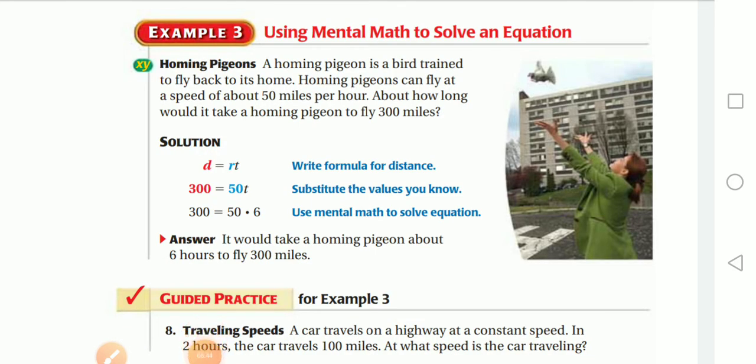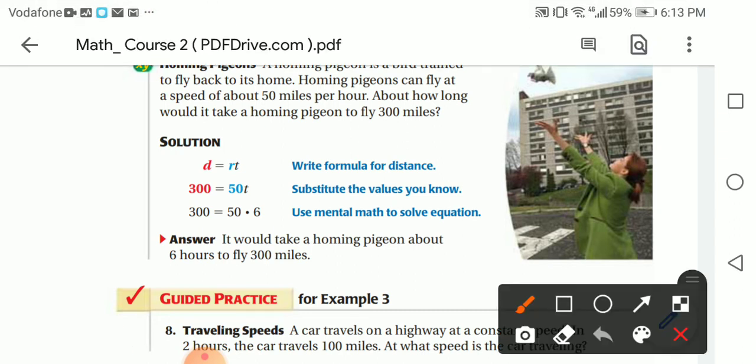Okay, dear students. Example 3, using mental math to solve an equation. Homing pigeons. A homing pigeon is a bird trained to fly back to its home. Homing pigeons can fly at a speed of about 50 miles per hour. About how long would it take a homing pigeon to fly 300 miles?